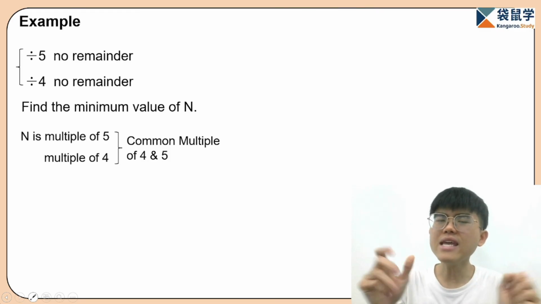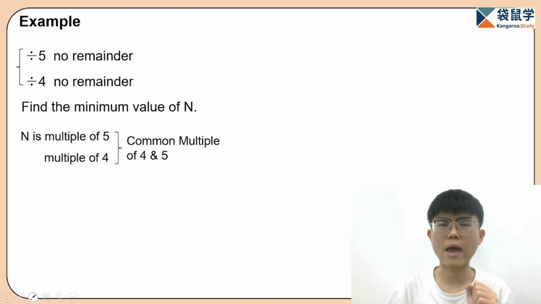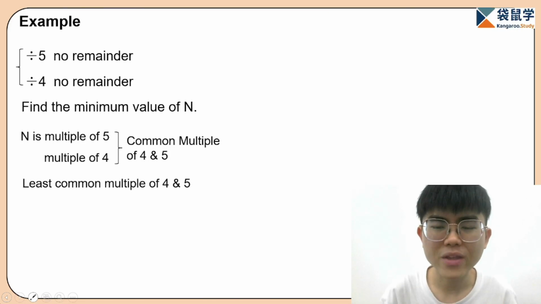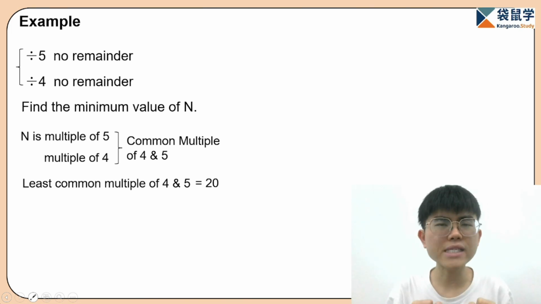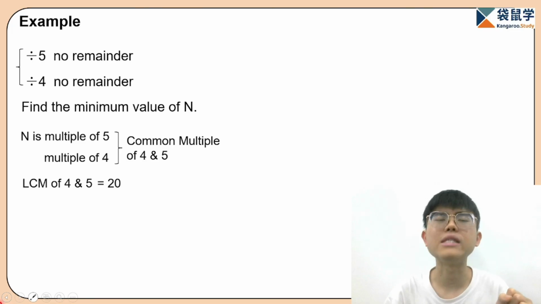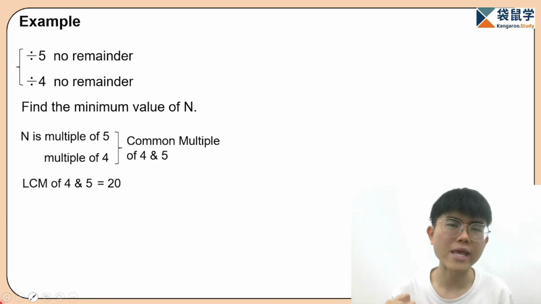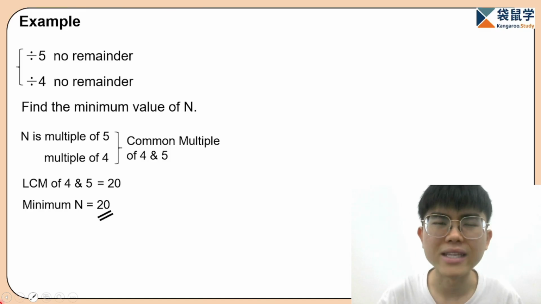And everyone, in this case, we are asked to find the minimum value of n. So what we have to find is just the least common multiple of 4 and 5. And which is just equal to 20. And most of the time, we say that the least common multiple has a short form, which is LCM. So LCM of 4 and 5 is just equal to 20. Okay, everyone? Now that we found the LCM, we know that the minimum value of n is just equal to 20. And this is our final answer.